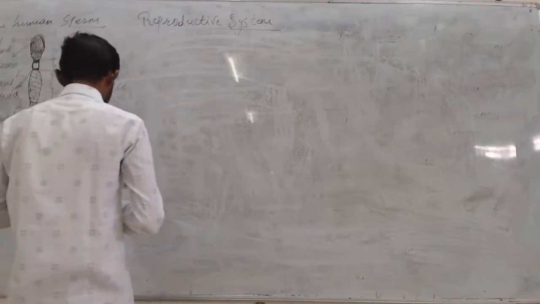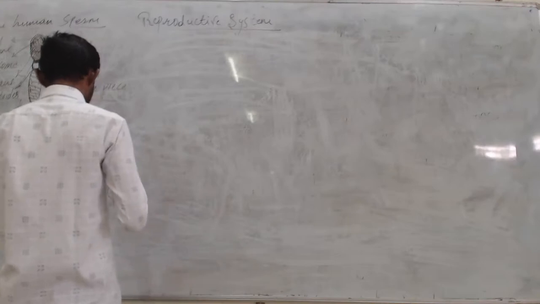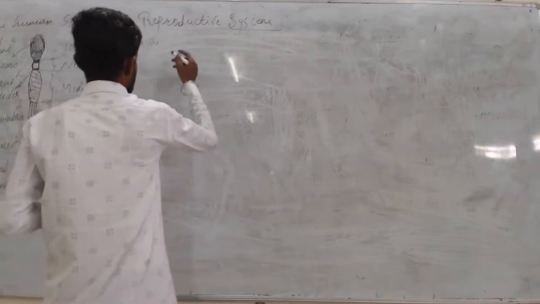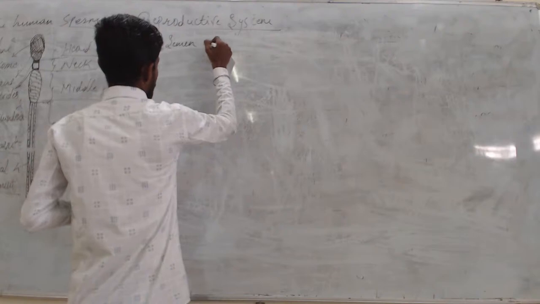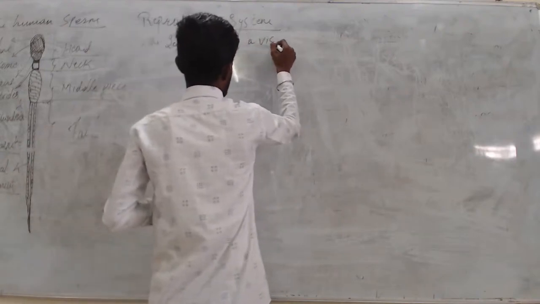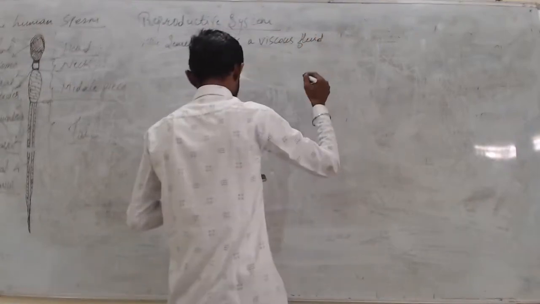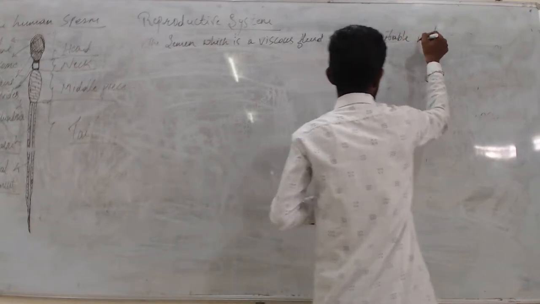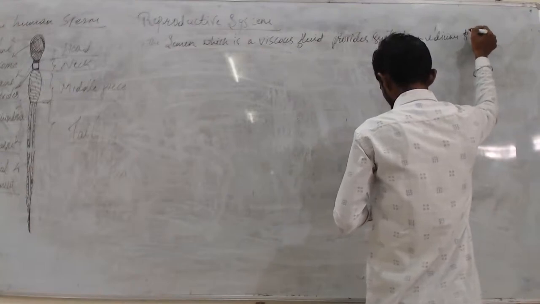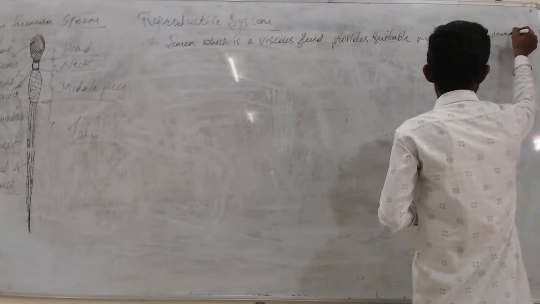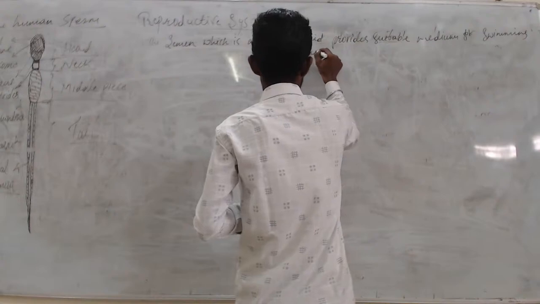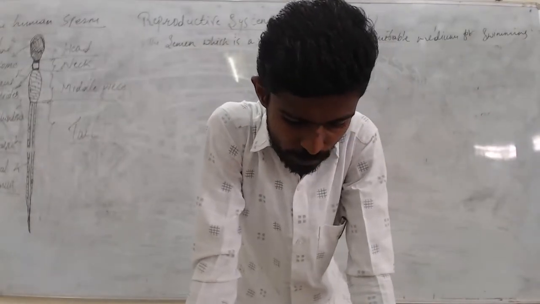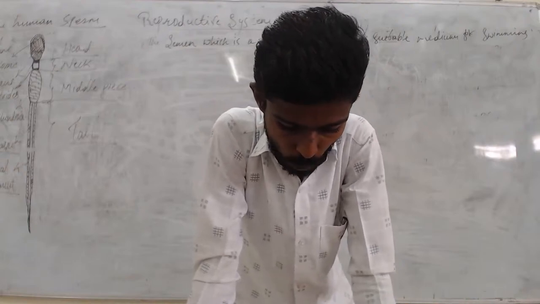And the semen, which is a viscous fluid, provides a suitable medium for swimming of sperms. In addition, it contains nutritive materials which keep the sperm viable or movable.